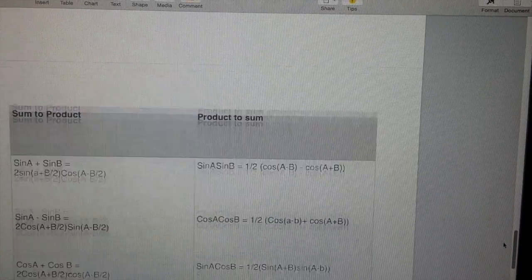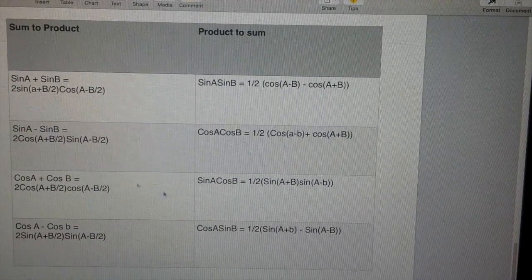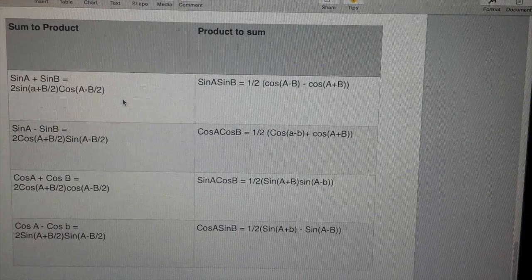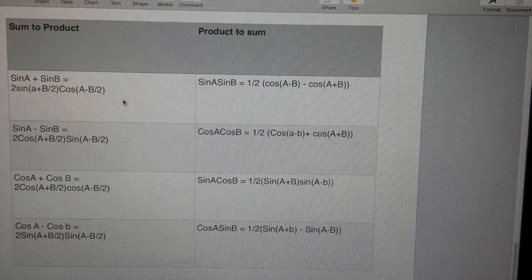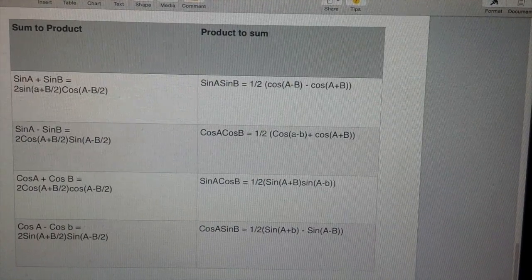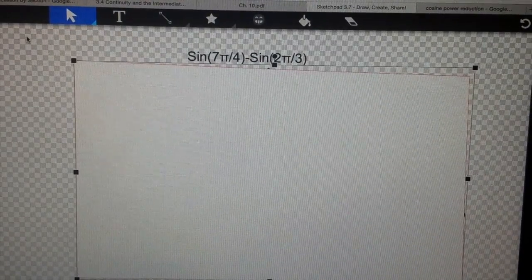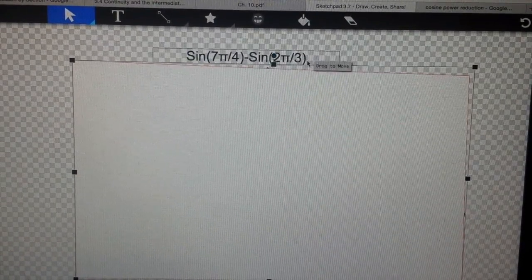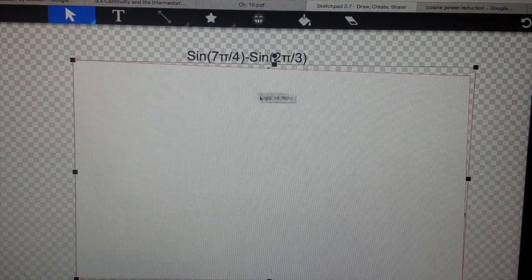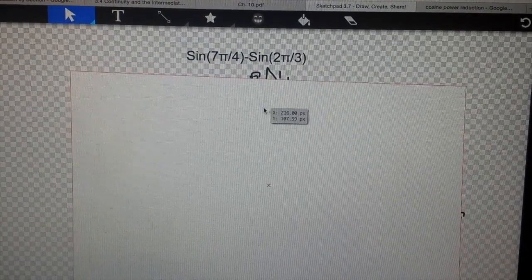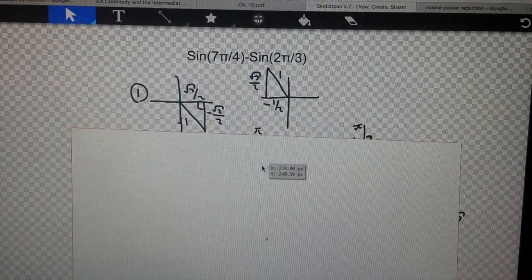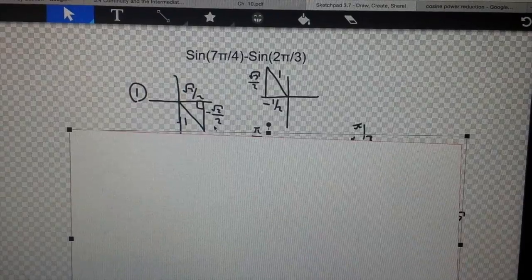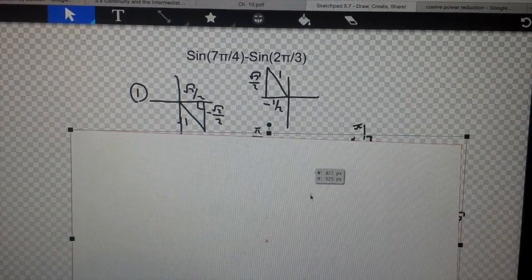The sum and product formulas, as seen here, will make use of the actual sum and difference formulas, though. So it's building on top of the earlier learned formulas. The example problem I have here is the sine of 7 pi over 4 minus the sine of 2 pi over 3. Of course, first step, you're always going to want to draw your unit circles. In this case, 7 pi over 4 and 2 pi over 3.